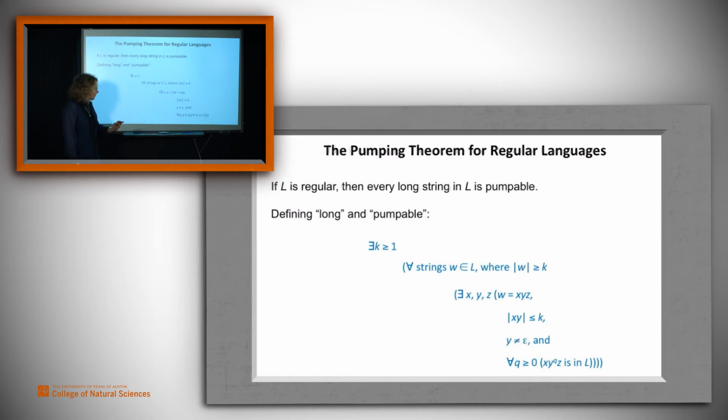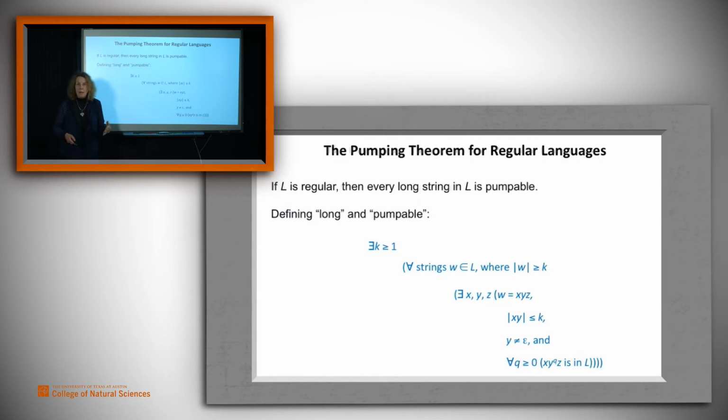And furthermore, for every q, if you put q copies of y in place of the original y, then the result is a string that is still in the language. You can pump these copies of y out or in and still get a string in the language. That's the claim. Now, even if you don't quite get what's going on with strings in the language, you can still see what the structure of this is.